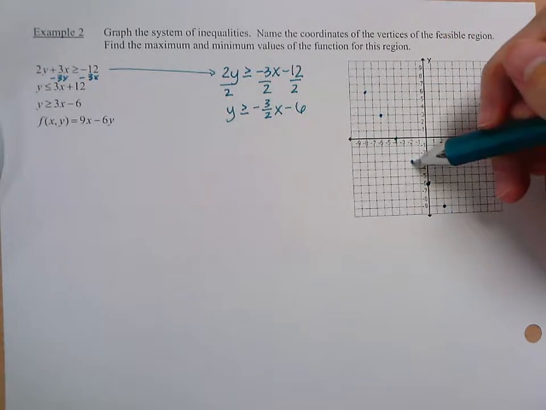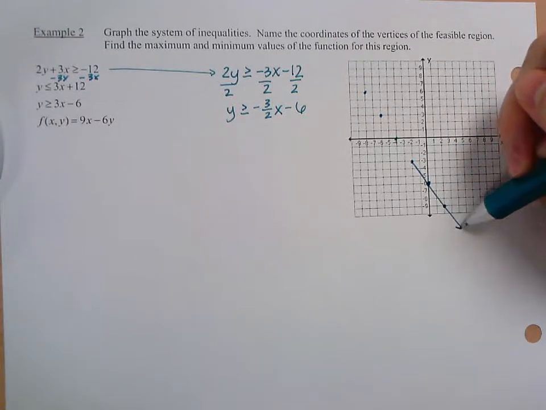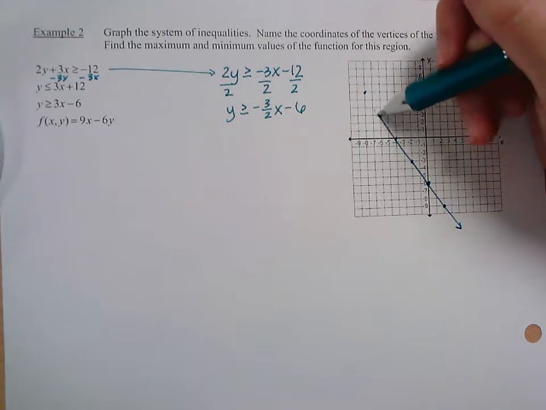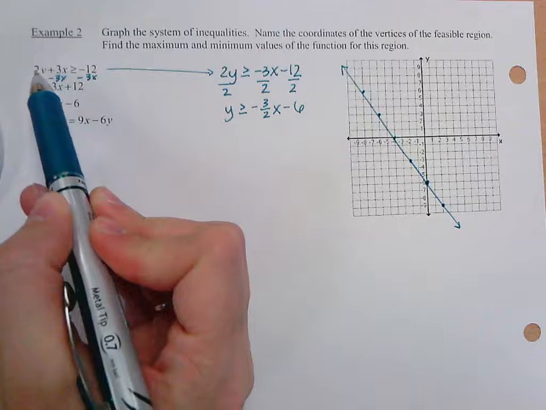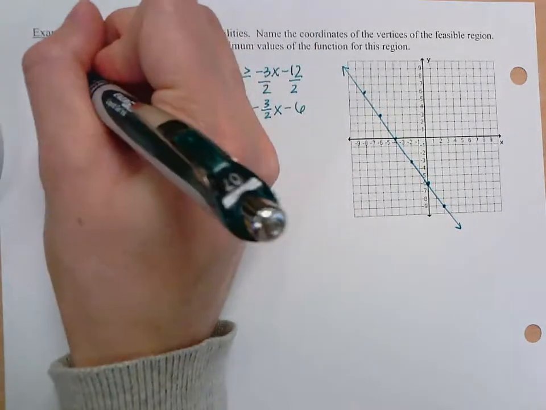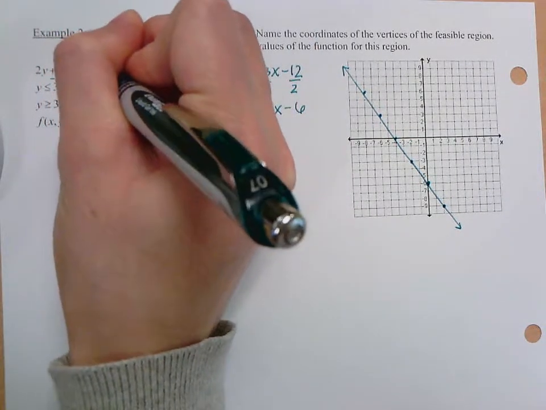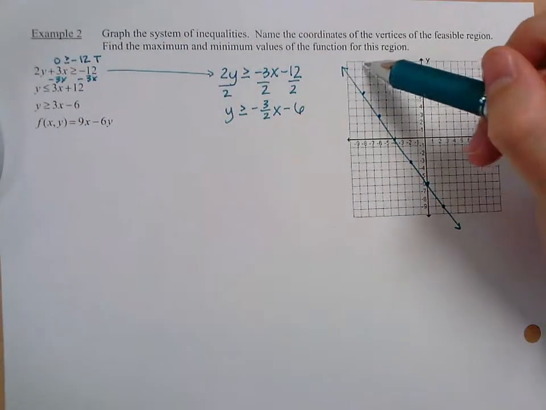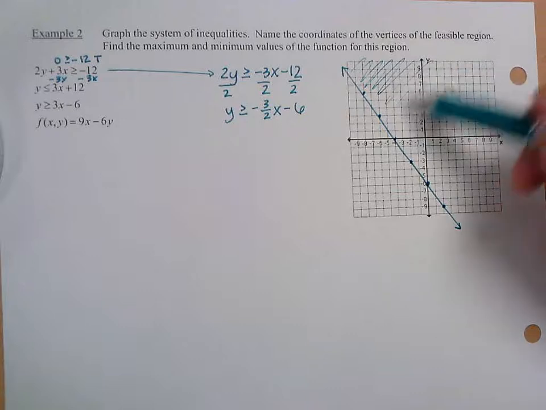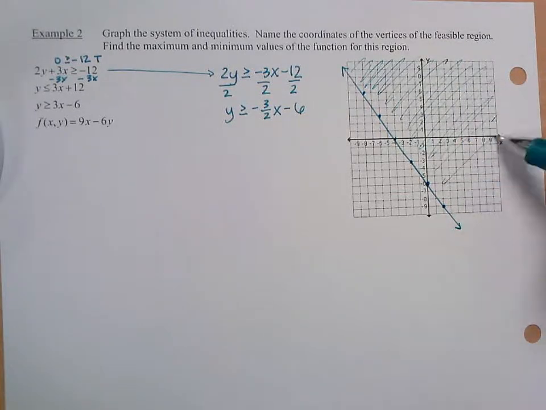And all of these, again, are solid for this one. Determining where to shade, again, I always go back to the original inequality to test my point. So if I test 0, 0, I'd have 2 times 0 plus 3 times 0. So 0 is greater than or equal to negative 12. That is true. So I'd be shading above that line towards 0, 0.